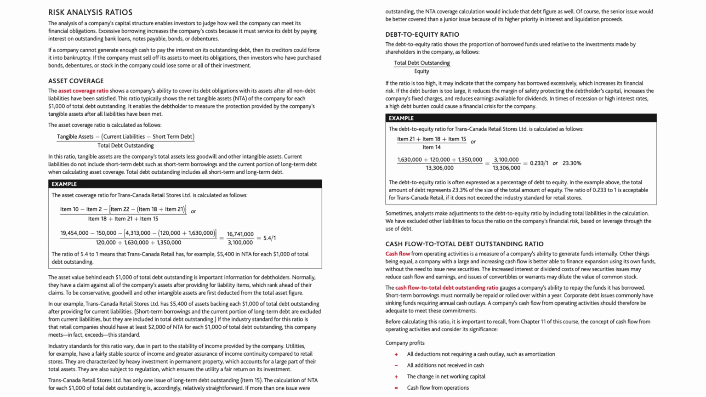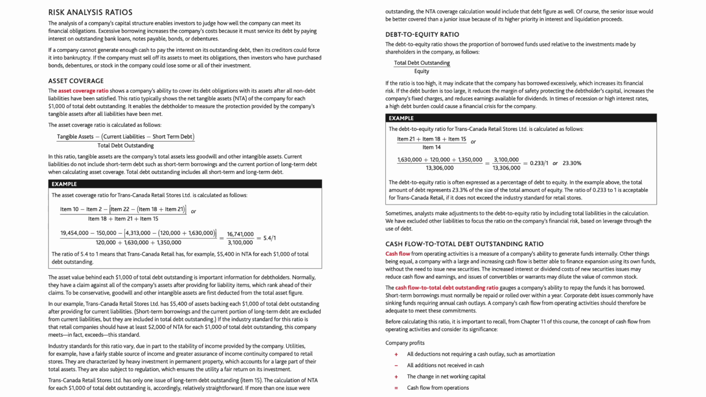If this ratio is too high, it may indicate that the company has borrowed excessively, which increases its financial risk. If the debt burden is too large, it reduces the margin of safety protecting the debt holder's capital, increases the company's fixed charges, and reduces earnings available for dividends. In times of recession or high interest rates, a high debt burden could cause a financial crisis for the company.